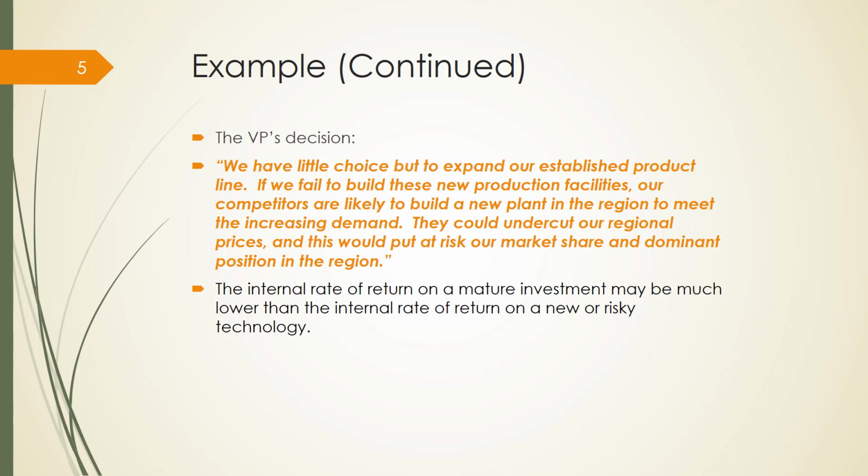So ultimately, what this VP decided: we have little choice but to expand our established product line. If we fail to build these new production facilities, our competitors are likely to build a new plant in the region to meet the increasing demand. They could undercut our regional prices, and this would put at risk our market share and dominant position in the region. The internal rate of return on a mature investment may be much lower than the internal rate of return on a new or risky technology, and yet you may go with that lower rate of return. So it isn't purely about these numbers.